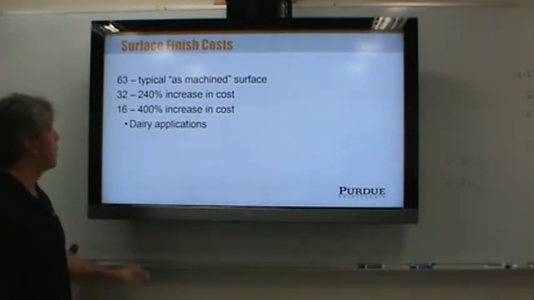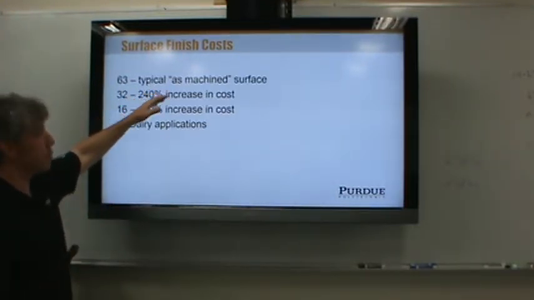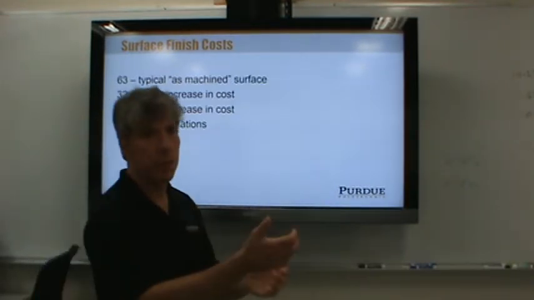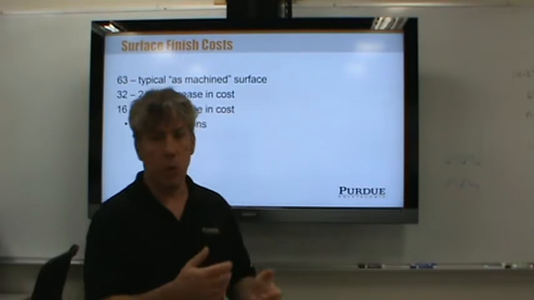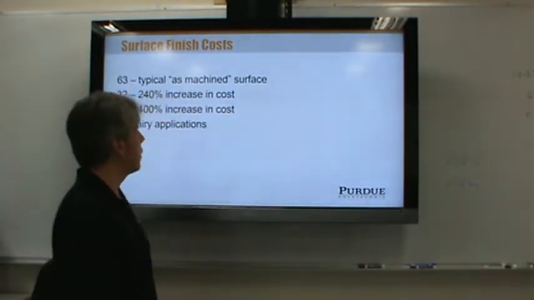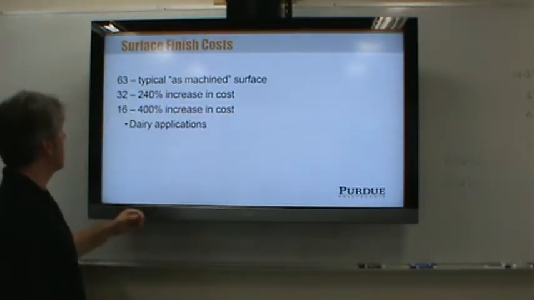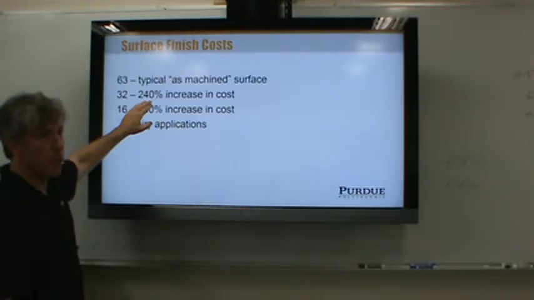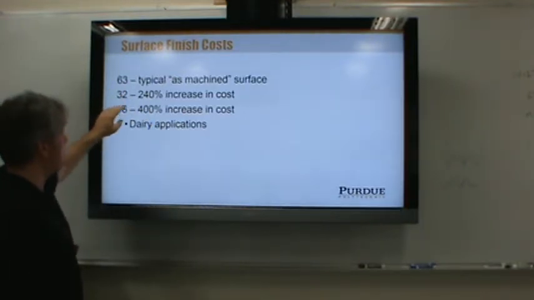Typical numbers. Well, 63 microinches is a typical as machined surface, not a machine surface where you're really hogging through the material, but something where you just normally run the mill with usual feeds and speeds. If you want a 32, which is about twice as fine, it's about a 240% increase in cost. If you want a 16, which is about 4 times better, it costs about 4 times the cost.